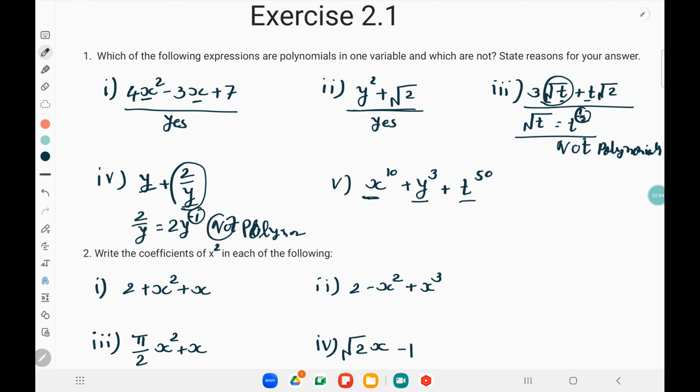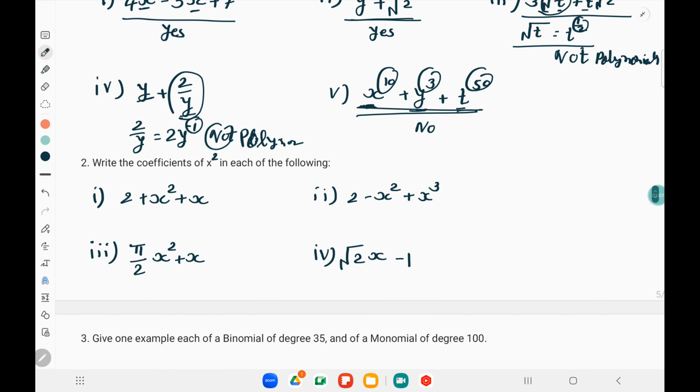Okay, in this expression we use x, y and t. So we use three different variables. So this is not a one variable polynomial. Yes, it is a polynomial because all powers are whole numbers, but it is not a one variable polynomial. Let's move to the next question.